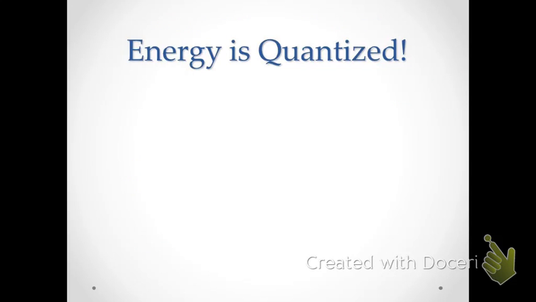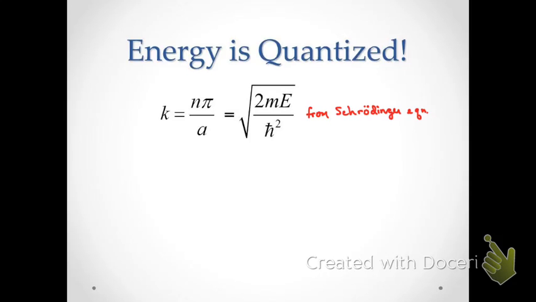So what are the implications then? What about energy? We have our expression for the wave function psi. We see that the boundary conditions give us a wave function that is different from that of the free particle. What about energy? How does that differ from the free particle? Going back to what we said on the previous slide, k is equal to n pi over a. We also know from the Schrödinger equation, when we solved it earlier, that k was equal to this expression, which has energy in it.